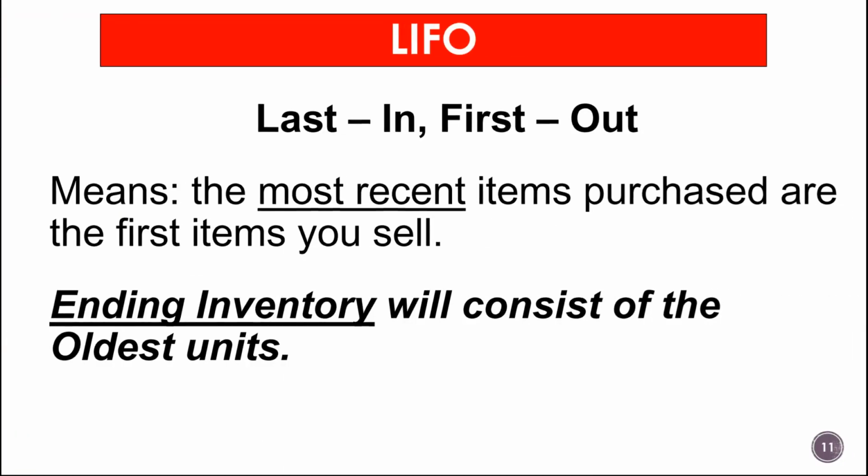All right, let's do last in, first out. That means the most recent items purchased are the first items you sell, and then ending inventory will consist of the older units. So think last in at the bottom of the chart, but to find my ending inventory, I go opposite to that, at the top of the chart. Last in, first out. The last items I purchased, I sell first, and then I find my inventory at the top of my chart.